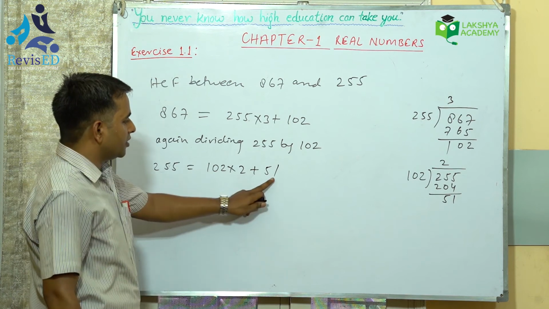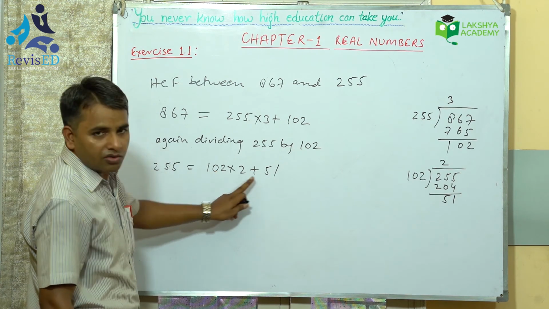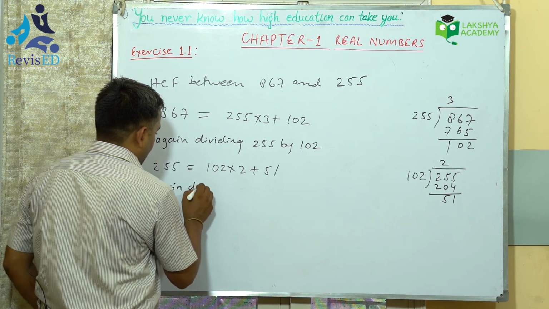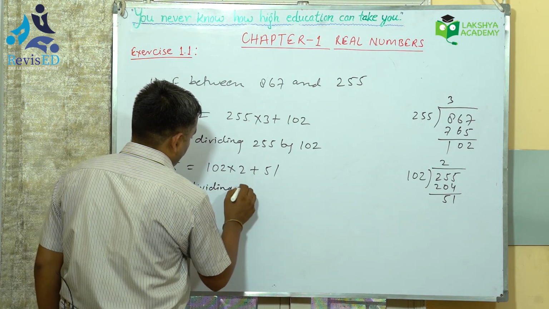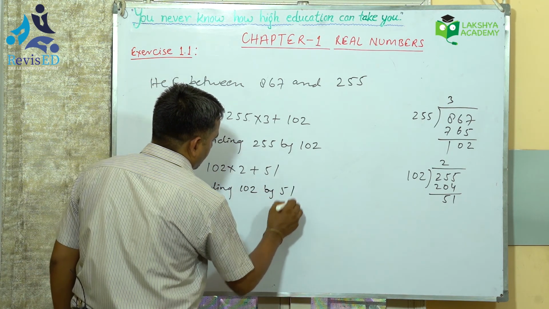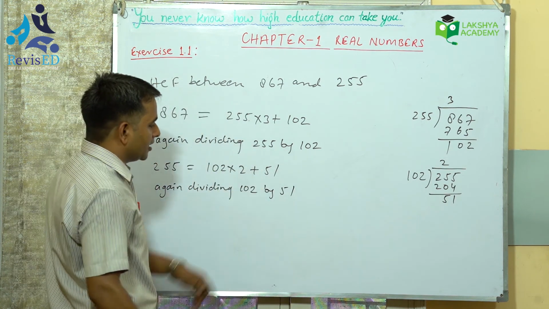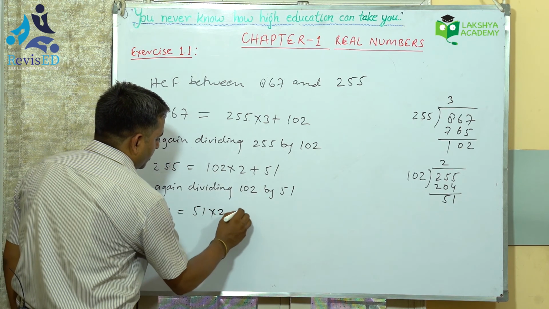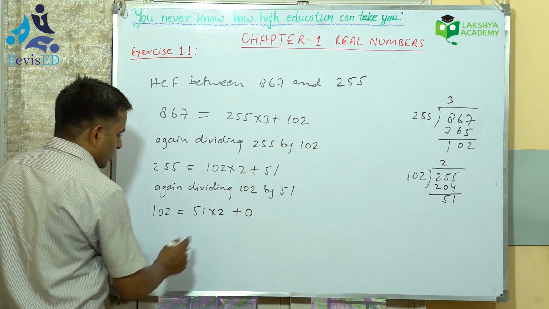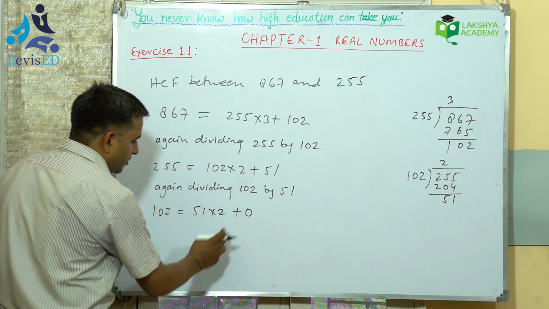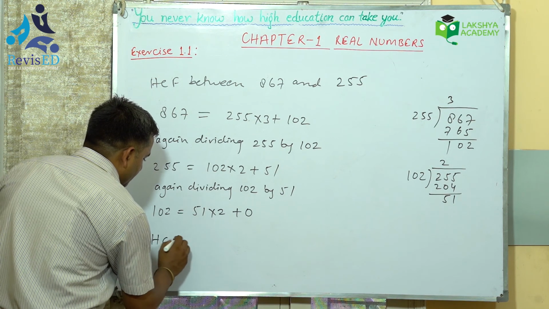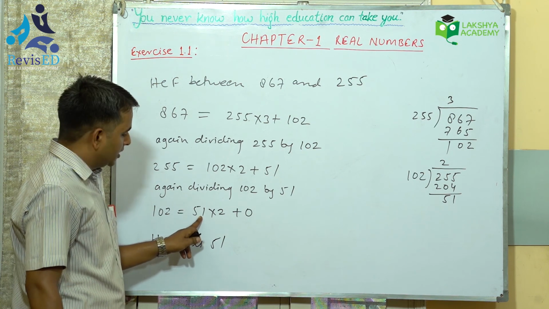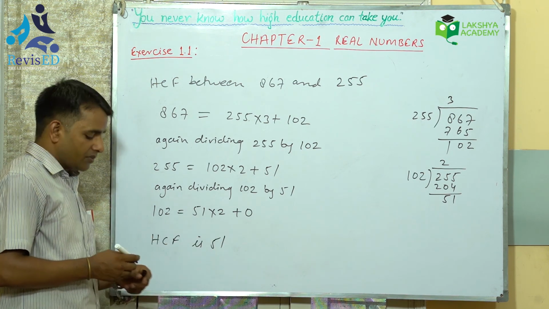Again the remainder is not 0. So we will divide this divisor 102 by 51. Writing it down again, dividing 102 by 51. We will always divide by the remainder only. So this is 102 equals 51 into 2 plus 0. Now we are getting the remainder 0, so it will terminate here itself. The HCF is 51. By dividing by 51, we are getting remainder 0. Therefore the HCF will be 51.